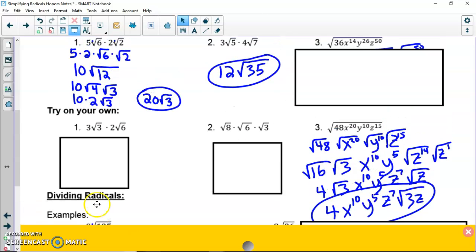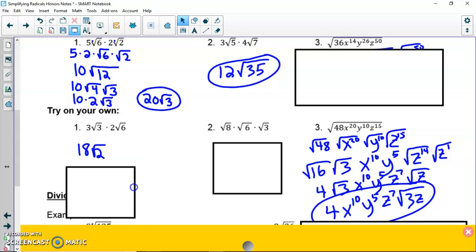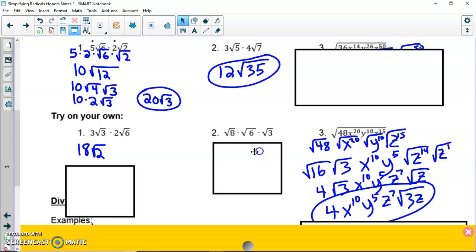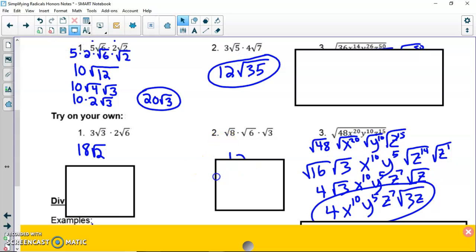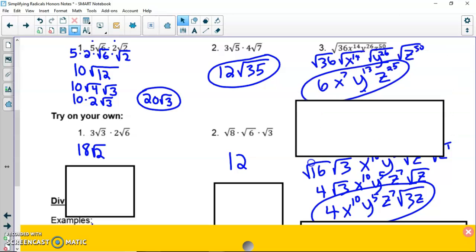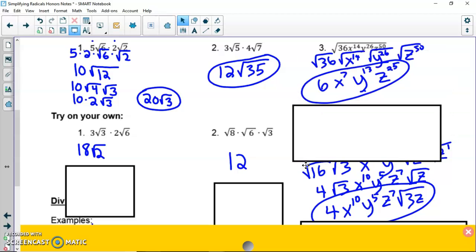Take a second, try those, and then we'll go from there. All right, so you should have gotten for number 1, 18√2. You did have to simplify the radical after you multiplied it. Should have just gotten 12 for number 2, and then 6x to the 7th, y to the 13th, z to the 25th for number 3.